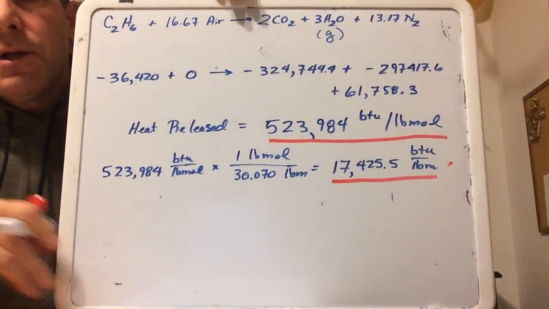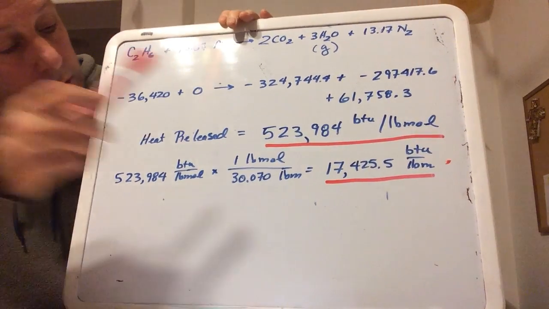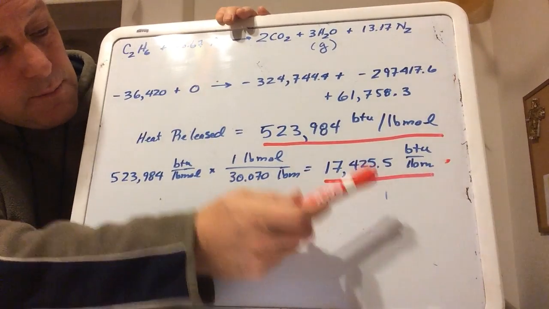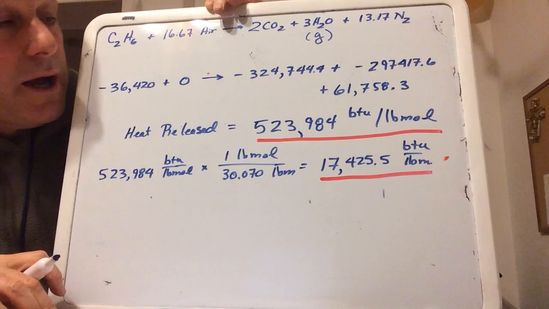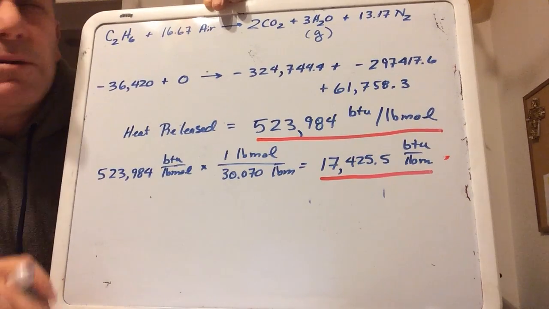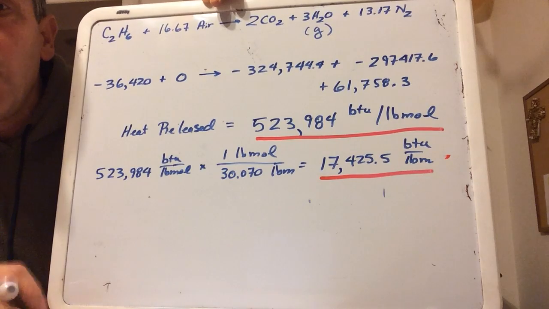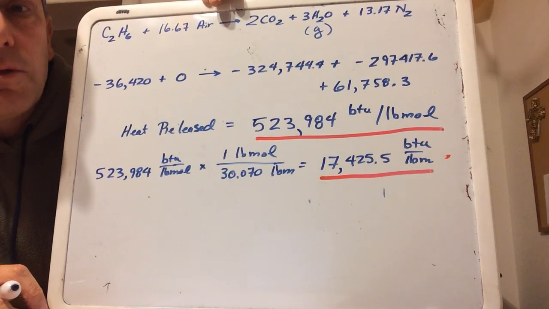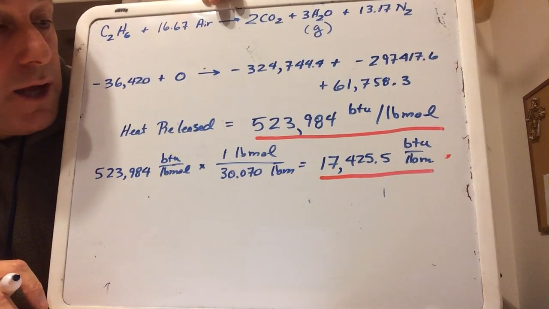Okay, so there we go. I looked up the molar mass of ethane, and then I did the computation, and I got 17,425.5 BTUs per pound mass. So heating your home, that would probably do a little over an hour. You'd need to burn about a pound of ethane to provide the heat necessary to keep your house warm on a really cold night.